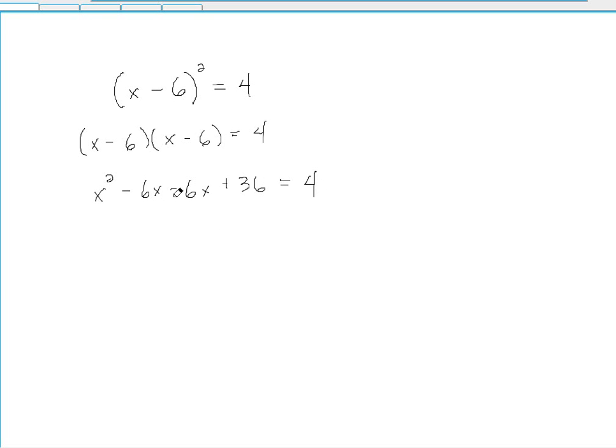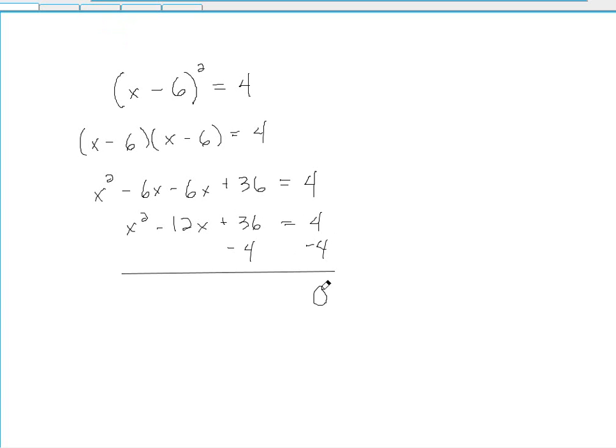Okay, you've got some like terms here. Combine them together to give you negative 12x. Now, and only now, can you bring over your 4 by subtracting it from both sides. So you notice if you brought it over right off the bat, you'd be subtracting 4 from negative 6, which is wrong. Really, that ends up being a positive 36. Okay, that's where you got to be careful.